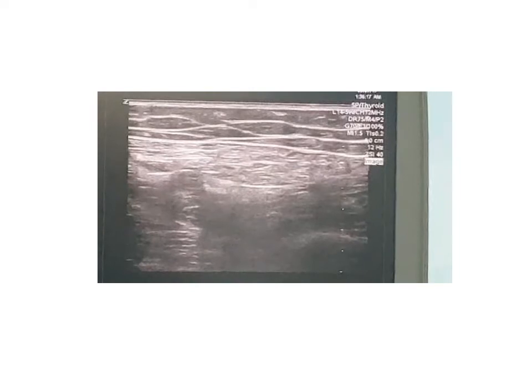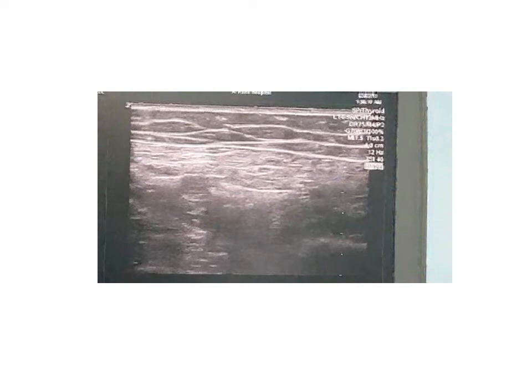We are going more distally with the probe. Now this is lateral, and the other side is medial. In this position it is more lateral, and the block here is equivalent to the first one, but with less motor paralysis.